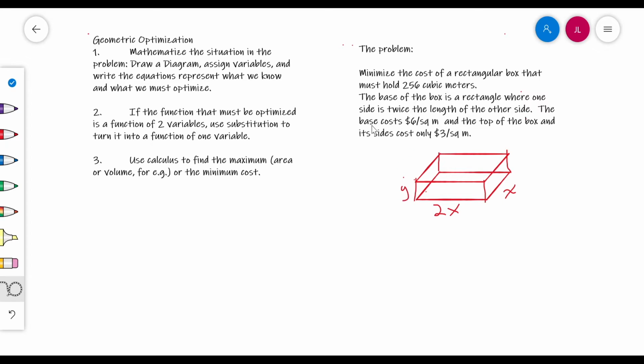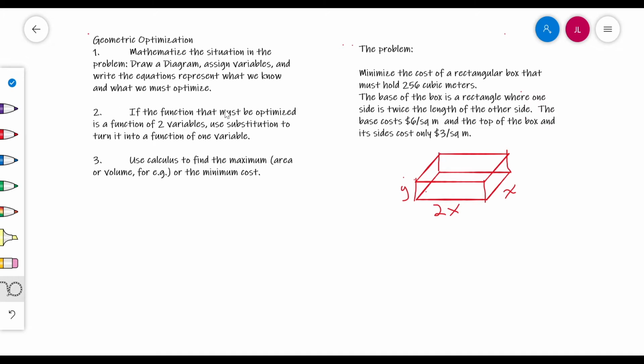And finally, we learned something about the cost of the materials. So we're going to need equations that represent the volume that is fixed at 256 cubic meters, and the cost, which comes from the materials, the sides, the top, and the bottom of the box that are purchased out of materials that cost a certain amount per square meter. That's the biggest part of the problem here.